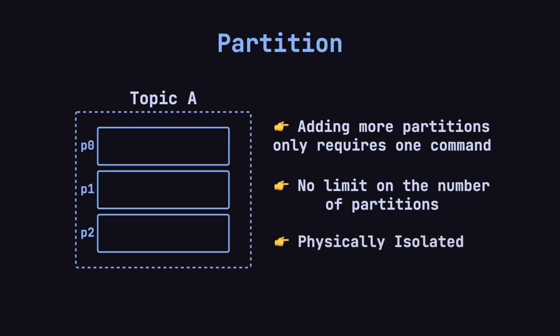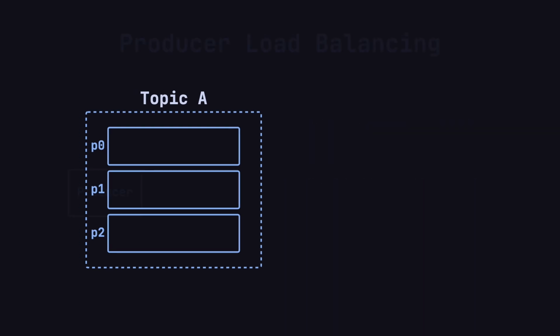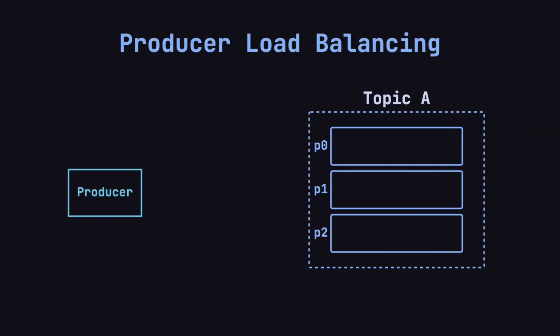A partition is a logical concept, but it's implemented physically as files. Each partition corresponds to different physical files, meaning that partitions are physically isolated from one another. Once partitions are introduced, producers need to figure out how to distribute messages across them. This is where producer load balancing comes into play.